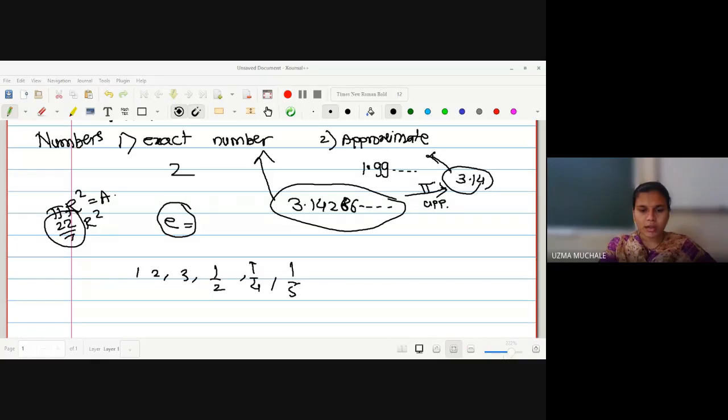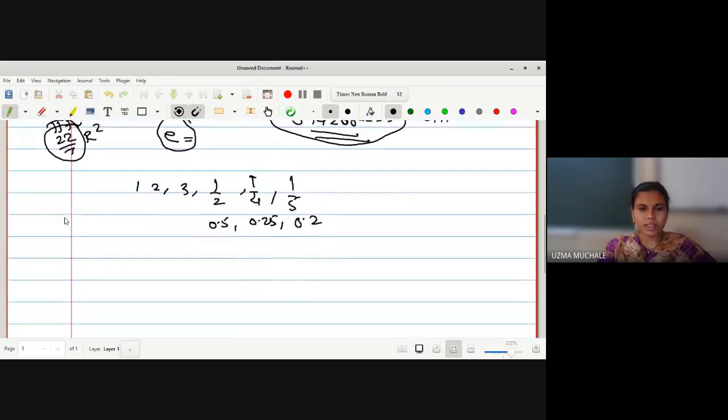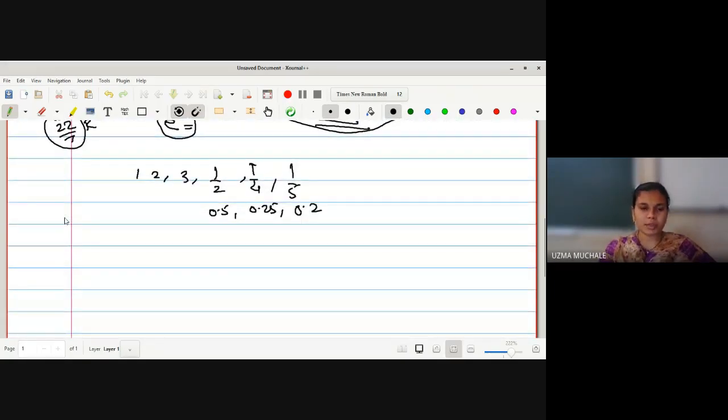Here, what is the value of 1 by 2? It is 0.5. What is the value of 1 by 4? It is 0.25. These are nothing but exact numbers. We are getting the exact value of these. But in the case of approximate numbers, we cannot get the exact value of pi, or rather we cannot put the exact value of pi in our calculations. So this is the difference between exact and approximate numbers.